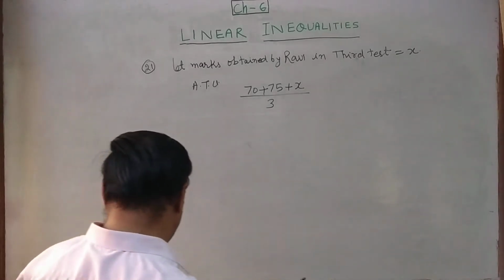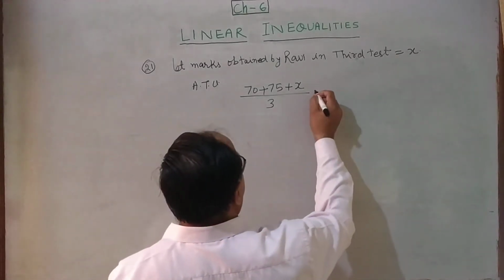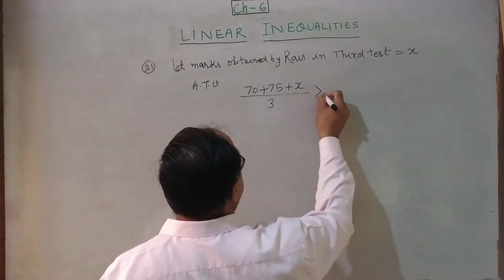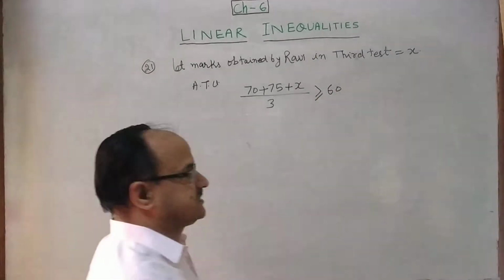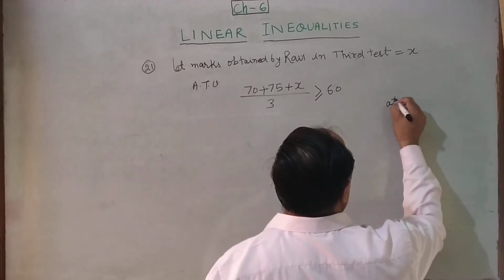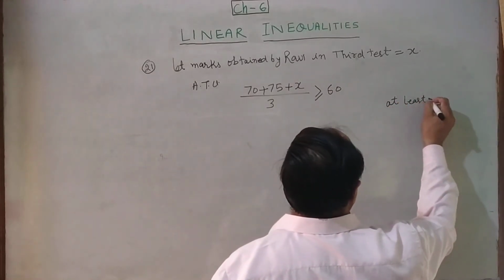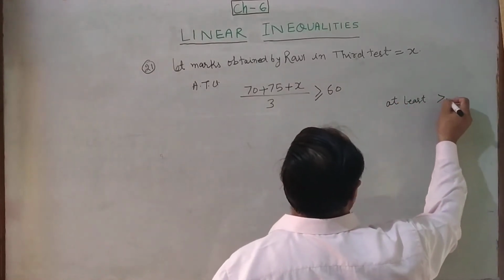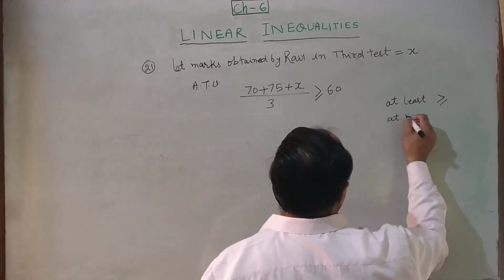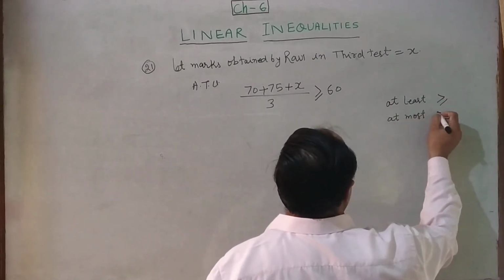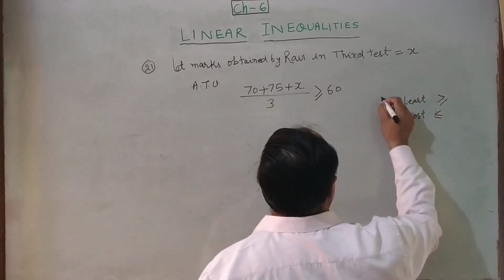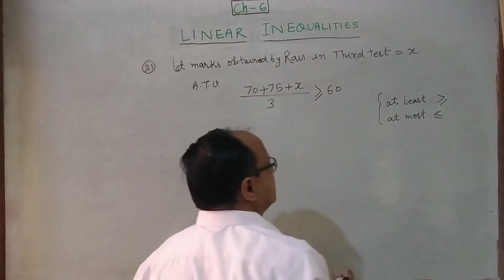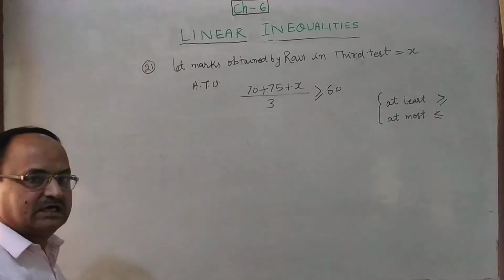So according to the question, it is at least 60 marks. At least 60 marks means greater than or equal to 60. At least, you can use this sign, and at most you can use this sign. At most. Correct? At least.